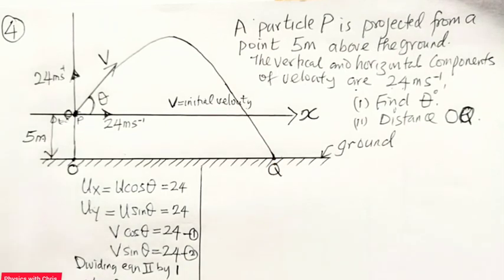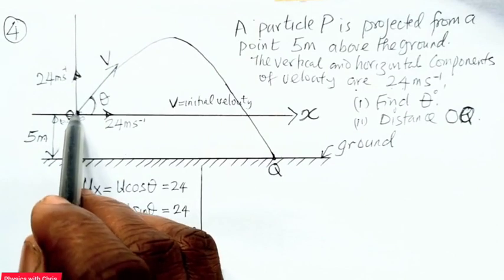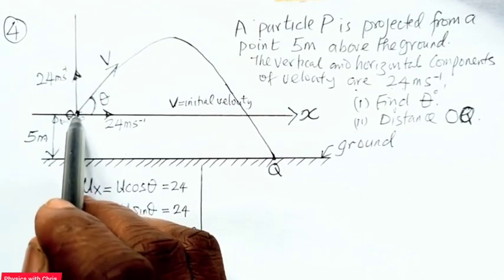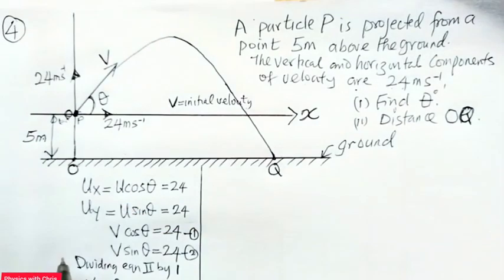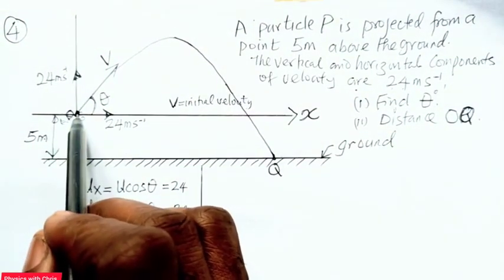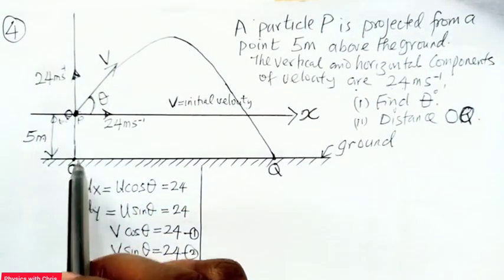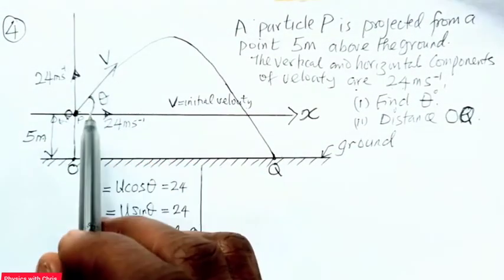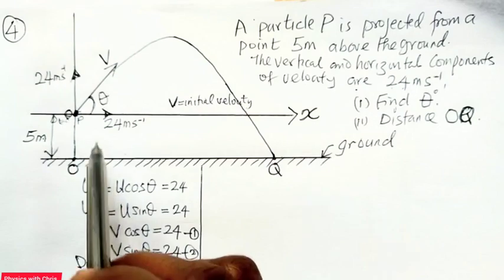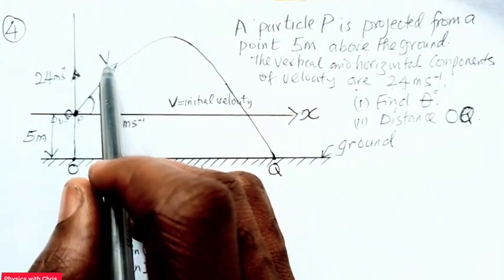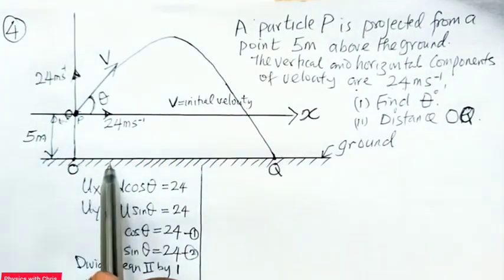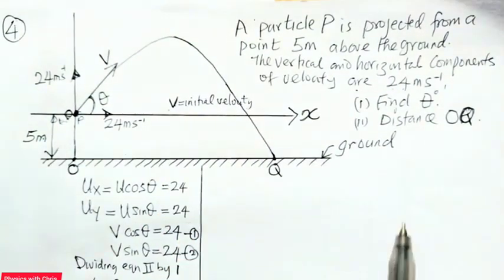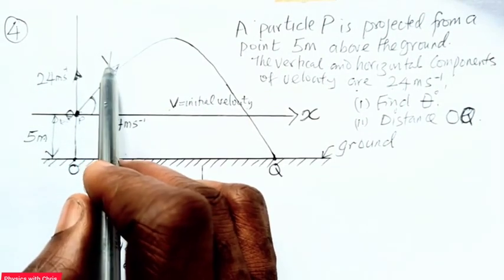Now in this question, it's also a projectile question. The particle is projected. This is the particle at point P here. This is particle P projected at this point. Now this point is already raised above the ground, 5 meters above the ground. And then the particle is shot up or projected with a speed which is not given, so we'll call that speed v.